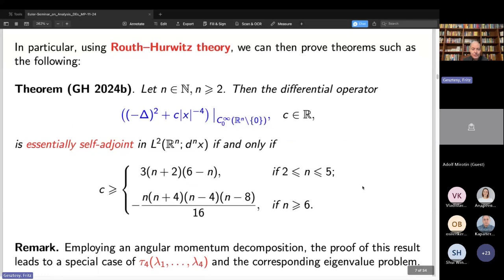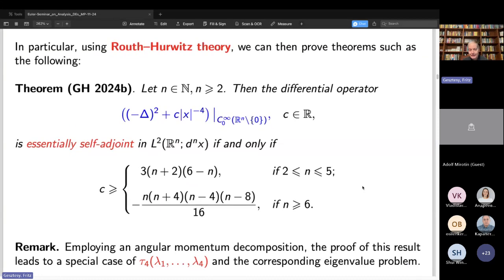So using interesting results on the structure of zeros of polynomials, we were able to prove the following result. We have more of that, but since this is just motivation, I give you one.